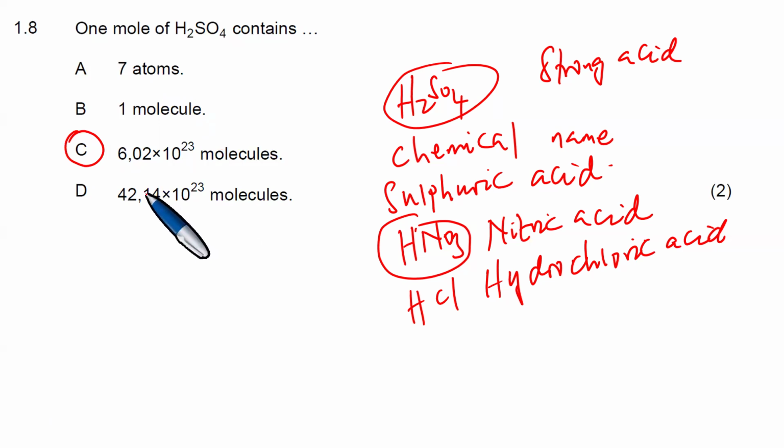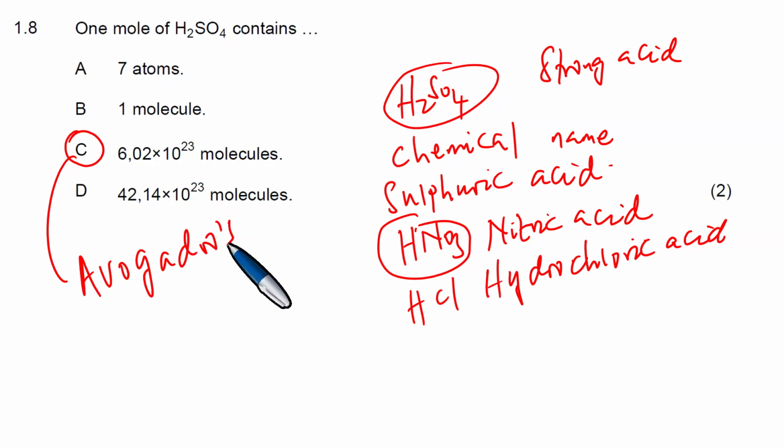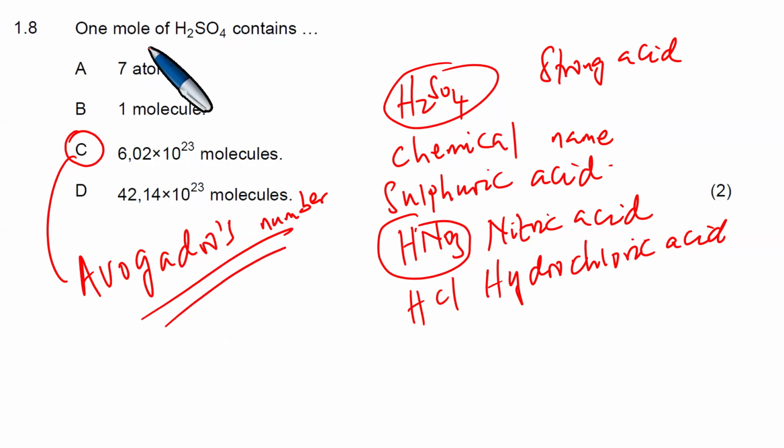This number is a specific number, and it's called Avogadro's number. It gives us the number of molecules in 1 mole of a substance. So 1 mole of this acid will therefore contain 6,02 times 10 to the 23 molecules. And that is the correct answer, and the rest are wrong. Next question.